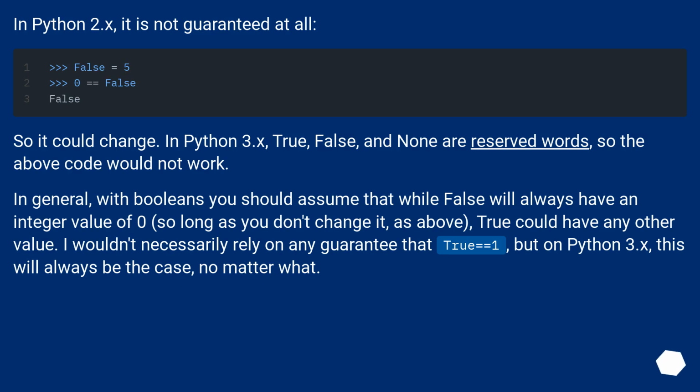In Python 2.x, it is not guaranteed at all. So it could change. In Python 3.x, True, False, and None are reserved words, so the above code would not work. In general, with booleans you should assume that while False will always have an integer value of 0, so long as you don't change it, as above, True could have any other value. I wouldn't necessarily rely on any guarantee that True equals 1, but on Python 3.x, this will always be the case, no matter what.